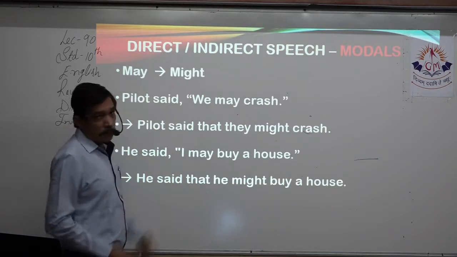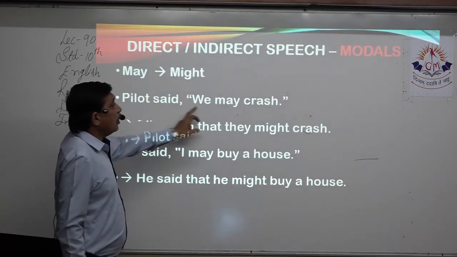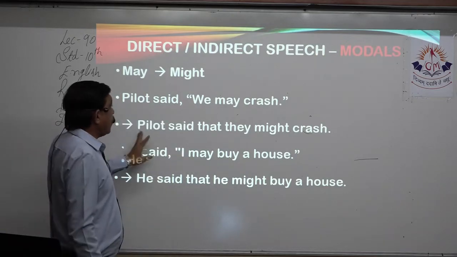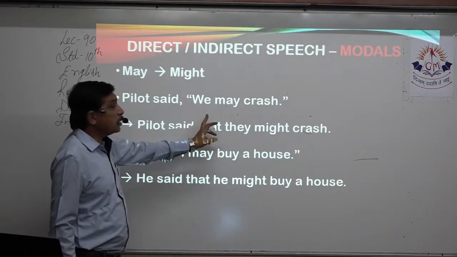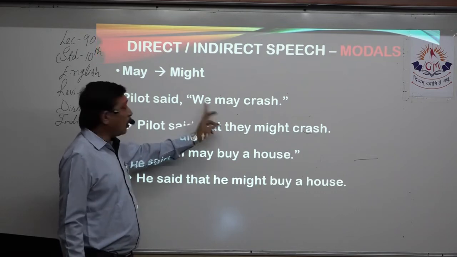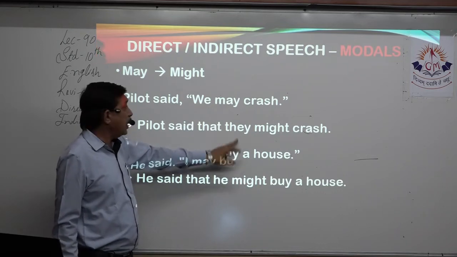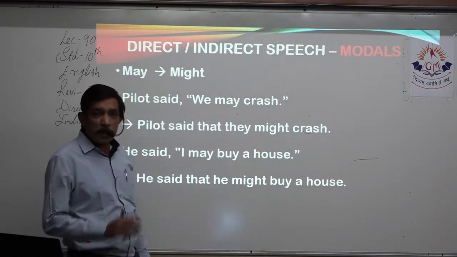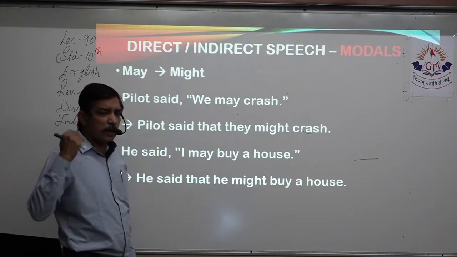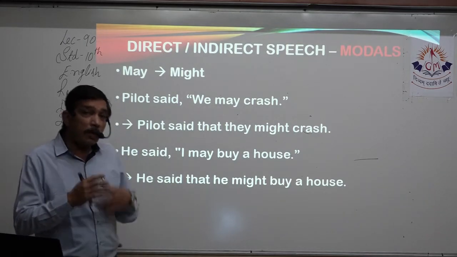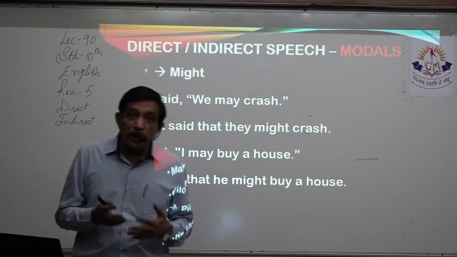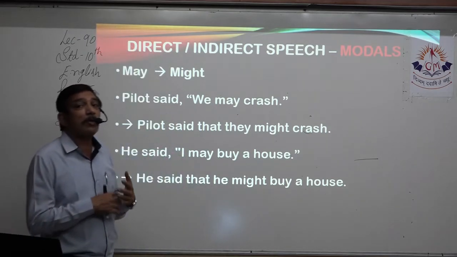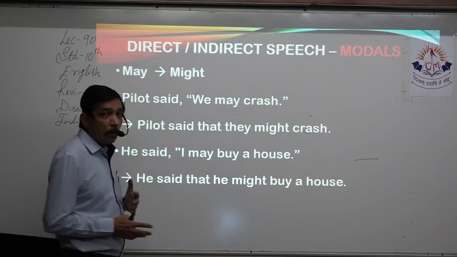May changes to might. The pilot said, "We may crash." So the pilot said that, and two changes are there. One is pronoun becomes person: we becomes they. Second is may becomes might. The rest of the sentence, whatever the length, let it be. Of course, wherever verbs are there, they have to get converted, and wherever pronouns are there, they have to get converted. So these are the only changes.